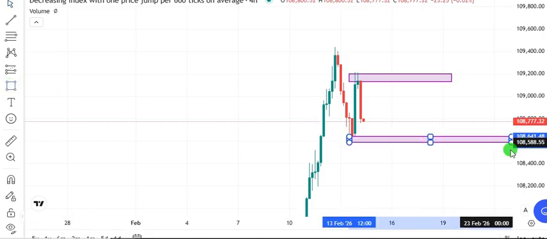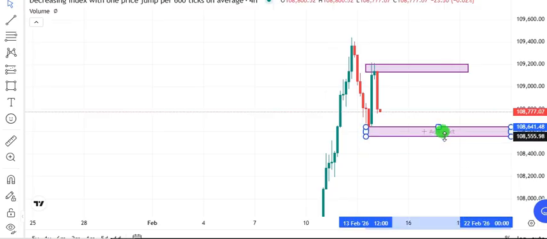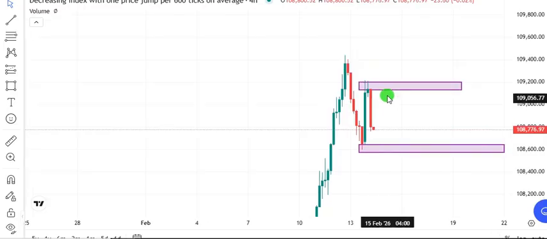So we wait for the market to actually break above this. We are not doing anything until this level is taken out, or these levels are taken out, either on the positive or on the negative. On the positive, I mean the bullish side. On the negative, I mean the bearish side.